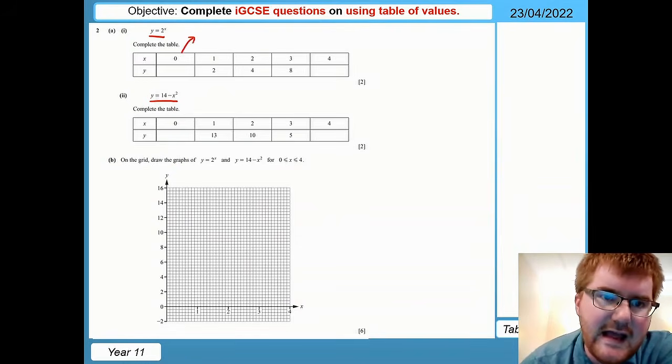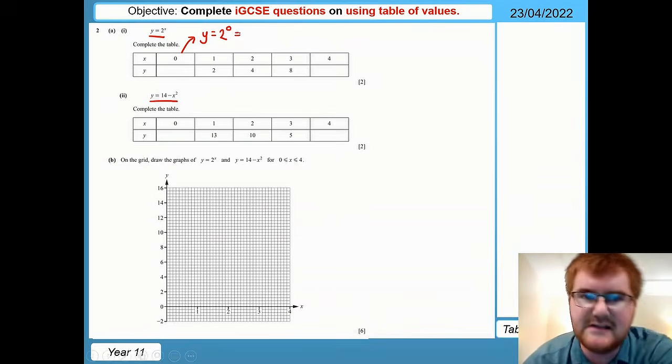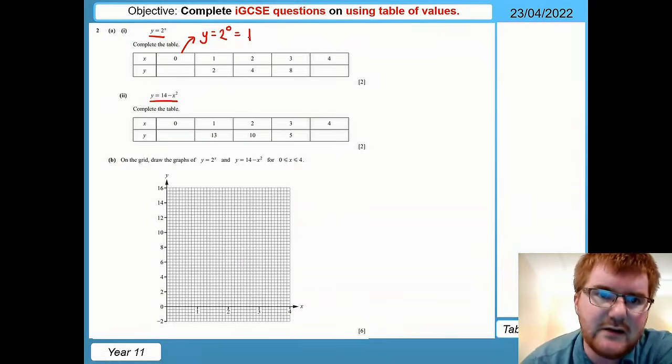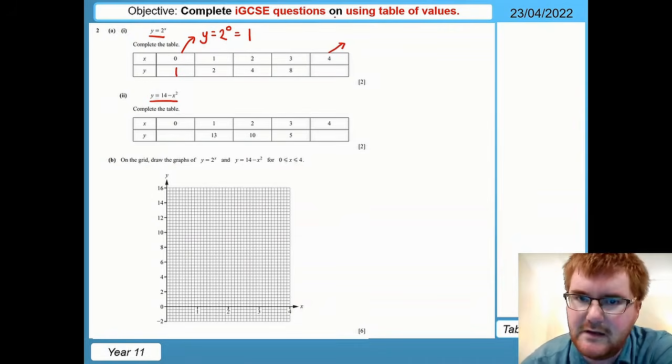If we're doing x is 0 here, wherever I see an x, I'm going to put a 0. And so we get y is equal to 2 to the power of 0. And again, you can use your calculator to work this out as well, of course, and that's equal to 1. So we pop 1 in there. And now we go to the 4, so this missing gap here. Now we do the same thing. We look at our expression or equation here. Wherever we see an x, we're going to put a 4.